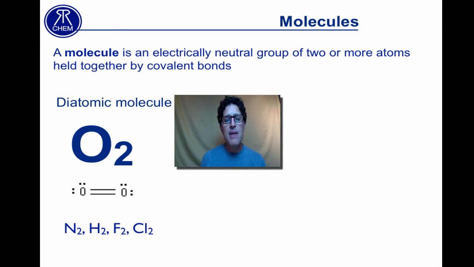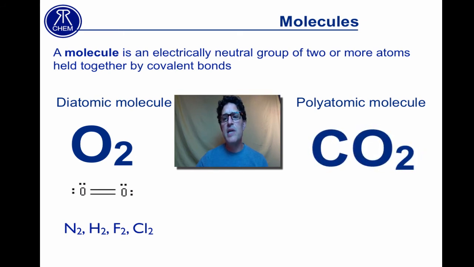The diagram that you see below the oxygen with the lines and the dots will become more clear to you as this vodcast progresses. In contrast to diatomic molecules are polyatomic molecules, like carbon dioxide, in which you have more than two atoms forming covalent bonds to make up the molecule. And the structural formula for that looks like what you see below the chemical formula, and that will become apparent momentarily.